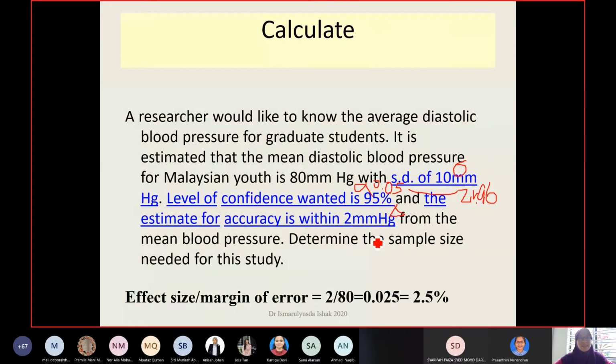There's no within 10%, 2%, 5%. If I'm not giving you the 2 millimeter mercury, but I give you 2.5%, then you take 2.5% of the 80 millimeter mercury, and we will get the delta of 2 millimeter mercury. Is it clear? Yes, thank you. For continuous data, the delta should be in unit, in the scale of the continuous data.